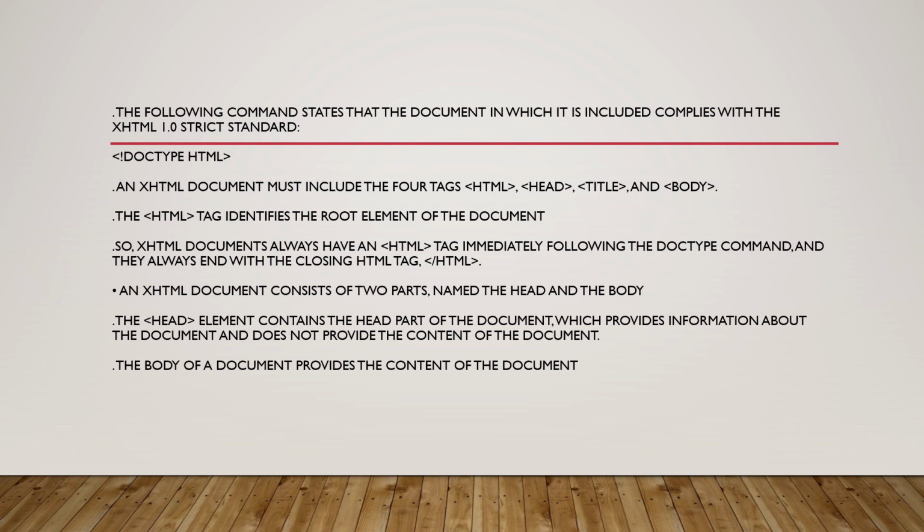So an XHTML document always has an HTML tag immediately following the doctype command, and always ends with the closing HTML tag, /html. An XHTML document consists of two parts named the header and the body. The head element contains the head part of the document, which provides information about the document and does not provide the content of the document. The body of the document provides the content of the document.